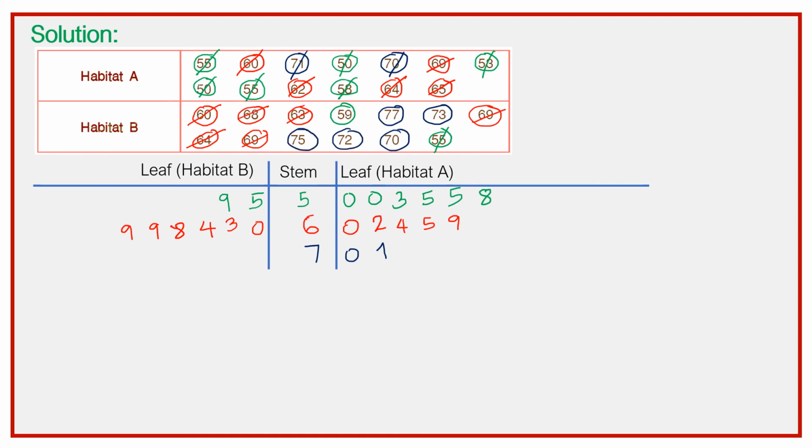So we begin with 70, we write a 0. Next is 72, we write 2. Next is 73, we write 3. Next is 75, we write 5. Next is 77. So this is the stem and leaf plot. Okay.